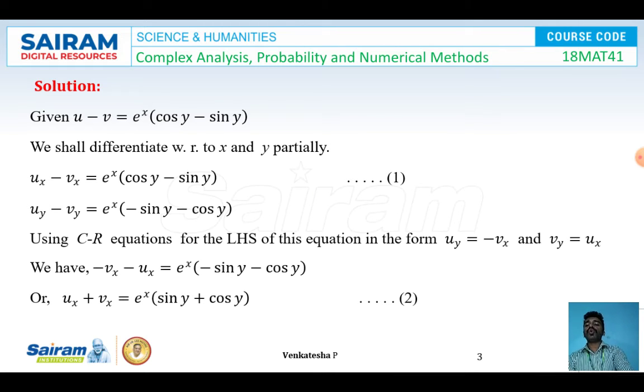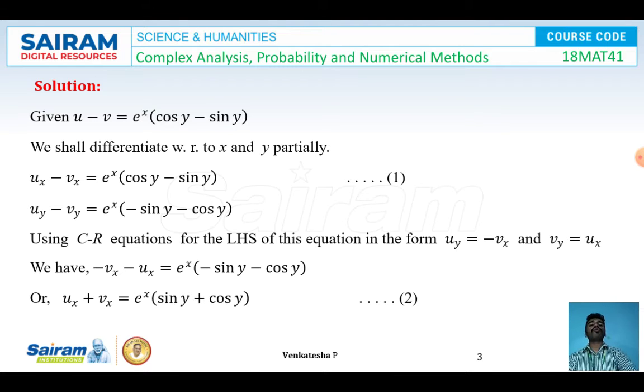The first step, I'm going to add equation number 1 and equation number 2. So adding 1 and 2, I can cancel v_x and v_x, and I can cancel e^x sin y and e^x sin y. So I'll be having 2 e^x cos y = 2 u_x. 2 gets cancelled. I'll be having u_x = e^x cos y. Similarly, if I subtract these two equations, I'll be having -2 v_x = -2 e^x sin y. Minus 2 gets cancelled. I'll be having v_x = e^x sin y.